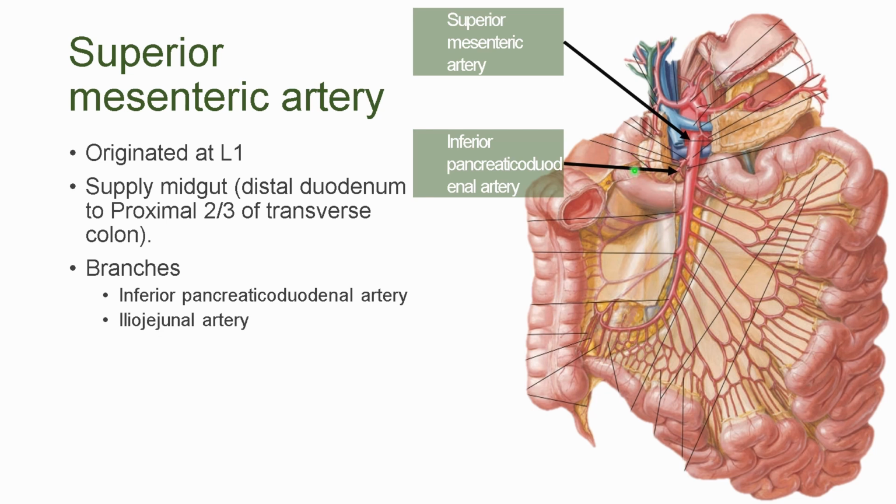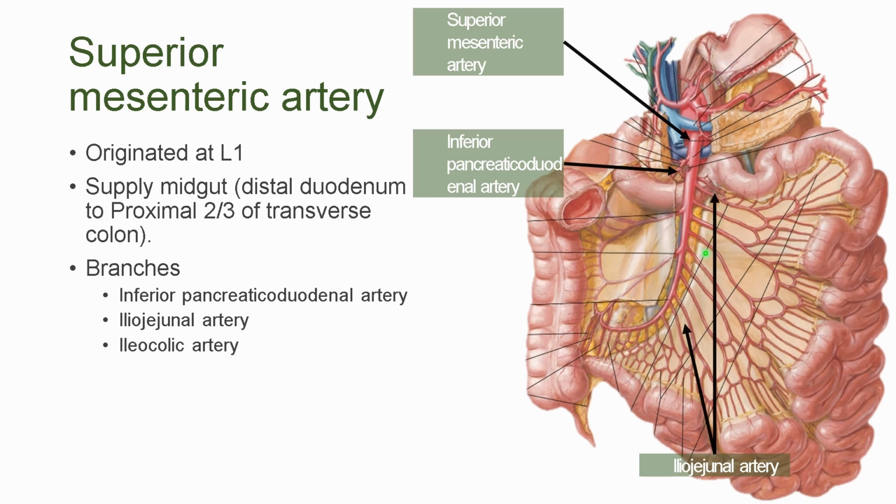The next branch is the iliojejunal artery, and it supplies the ileum and jejunum. That's why it has the name iliojejunal. It supplies through many branches into the mesentery. Here you can look at the iliojejunal artery. From here to here, all branches are known as iliojejunal.